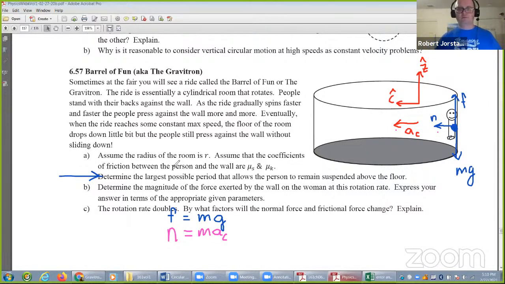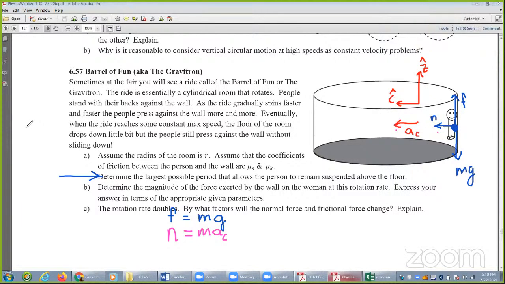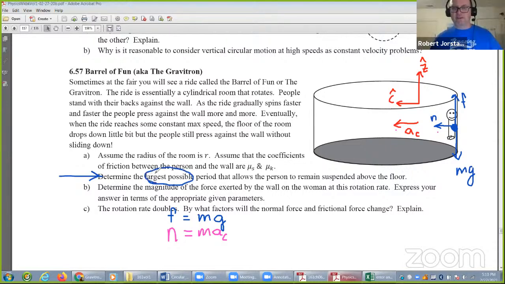Okay. So should I use F equals mu kinetic times the normal force, or F equals mu static times the normal force, or should I not use either of those? What do you think? Mu static. Yeah, it says largest possible. That means if we weren't at that special extreme value, it would slip. So this means it's on the verge of slipping. So it's okay to use mu static times the normal force for this one.